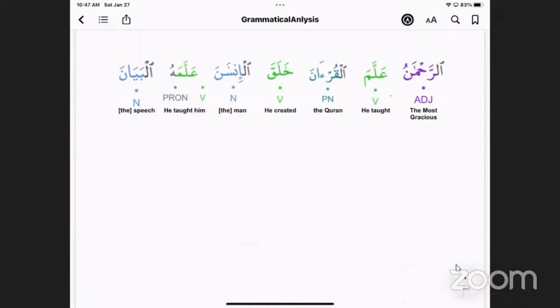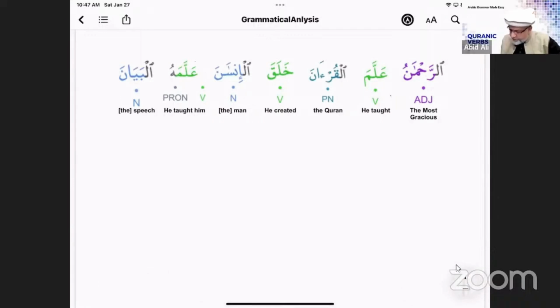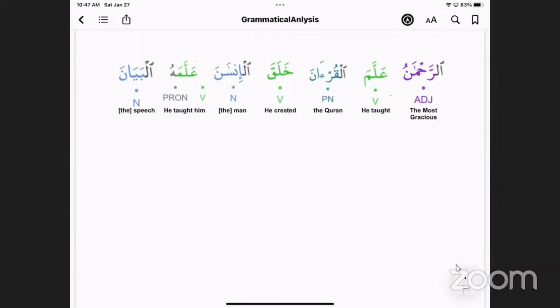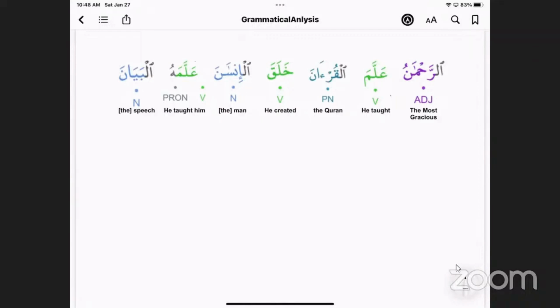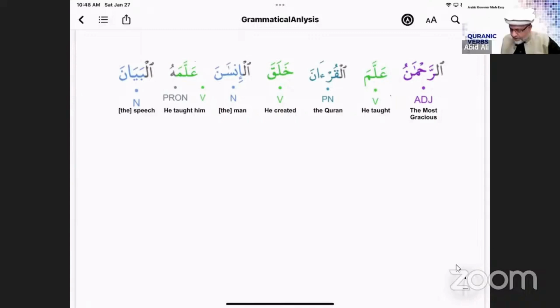Brother Abid. Yes, brothers. For those who want to cross-reference this to English grammar, allama is called a causative verb. So in English grammar, you call it a causative verb. Okay, Jazakallah khair.